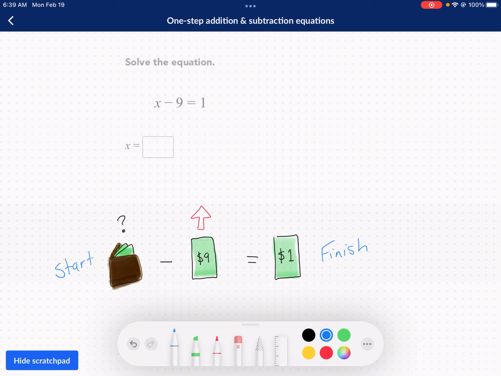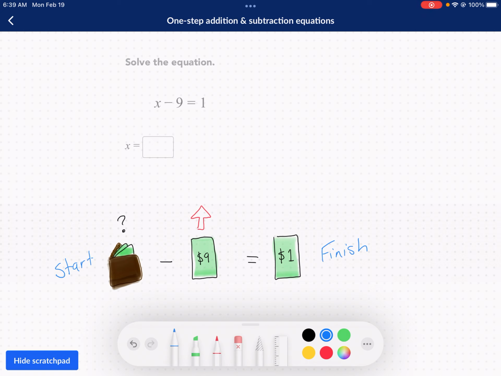A lot of students can do this in their head, and that's fine if they can, but I would like to encourage you as the viewer and any student to try to figure this out using the algorithms that we have for algebraic equations, so that when we encounter more difficult problems, you can do it. So long-winded, but here's the short of it: we start with something, we subtract $9, and we finish.